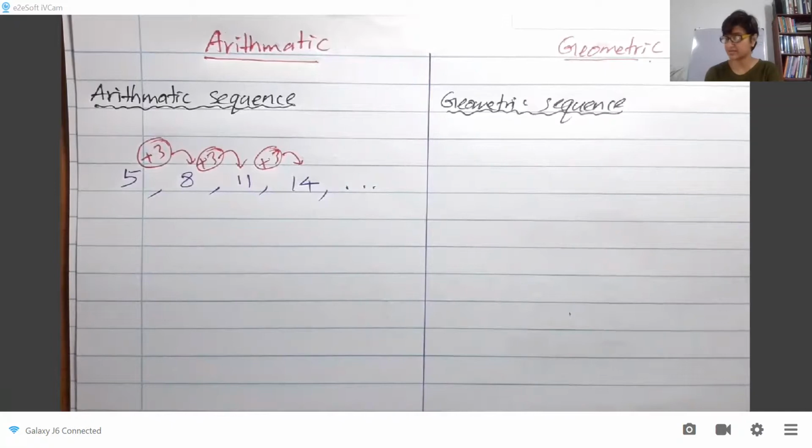Right, so write under arithmetic sequence: a sequence in which the numbers progress by the addition of a fixed number. Addition in red, fixed number in red. A sequence in which the numbers progress by the addition of a fixed number is called an arithmetic sequence. Arithmetic sequence in red.